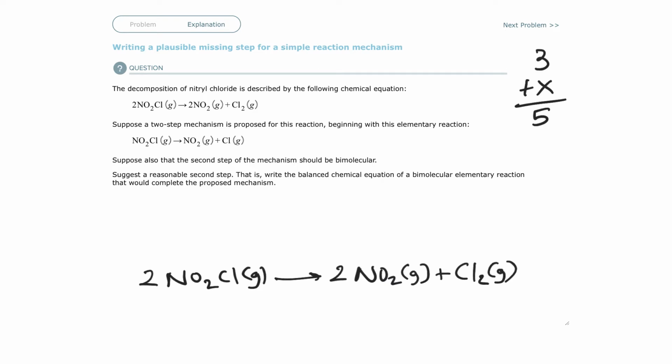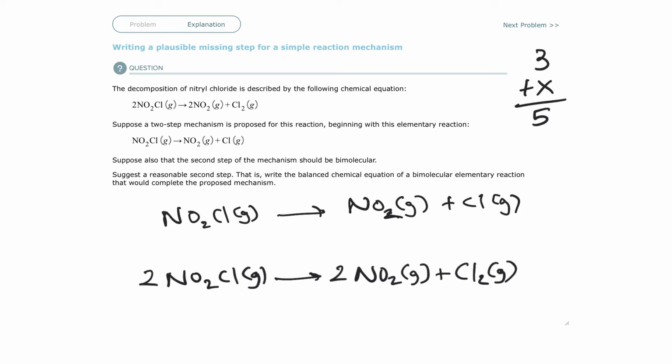You are also given the first step. So I'll write that at the top. The first step is here. This is the first step of the two-step mechanism. So I'm going to write that at the top. NO2Cl, NO2, plus Cl.